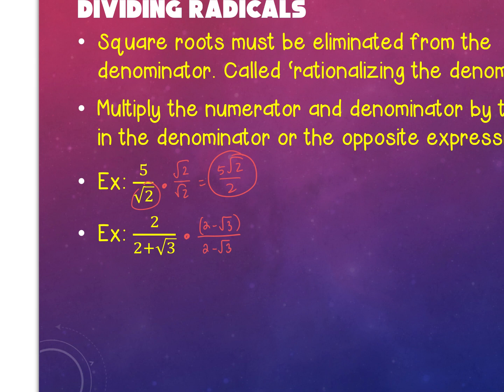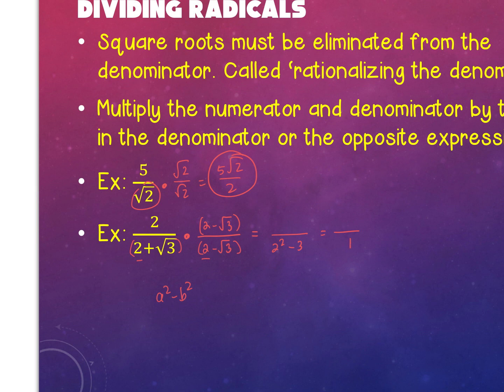Well, notice that if you do 2 plus radical 3 times 2 minus radical 3, that ends up being that sum difference of squares, right? That's going to end up giving you, remember, a squared minus b squared. Well, a squared is 2 squared, and it's going to be minus b squared. Well, square root of 3 times square root of 3 is 3, so it's going to be 2 squared minus 3. So it's going to leave me with 4 minus 3, or 1, and my denominator is rationalized.